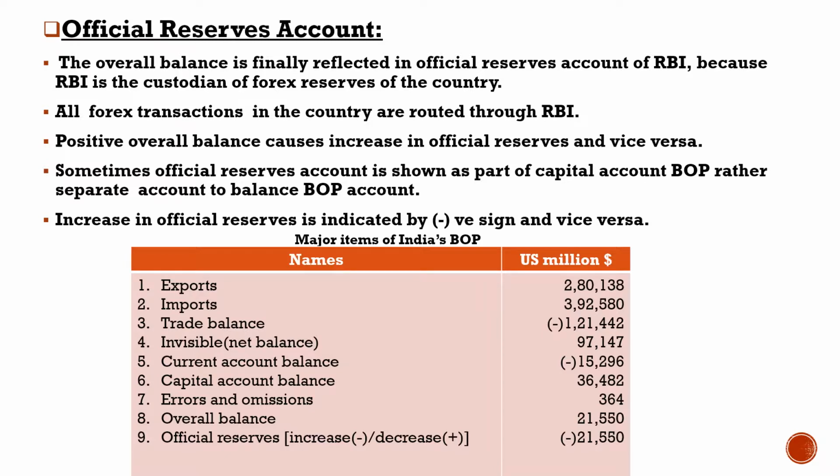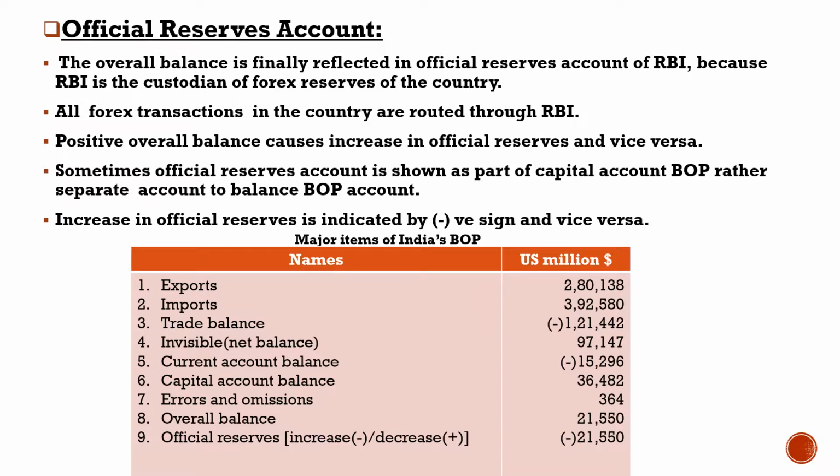Sometimes official reserve account is shown as a part of capital account of balance of payment rather than a separate account to balance of payment account. Friends, point to be noted is increase in official reserve is indicated by negative sign and decrease in official reserves is indicated by positive sign. Friends, here our balance of payment account comes up as shown in the table below. Here are the names of the items in our balance of payment account and here are the figures.